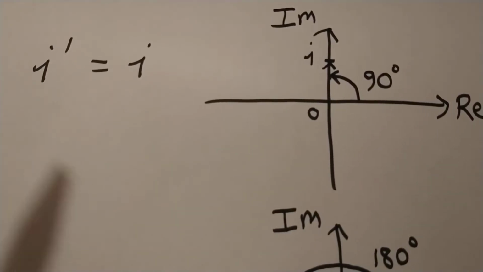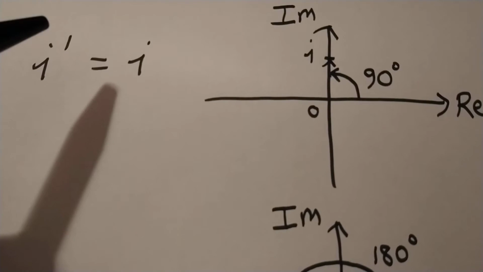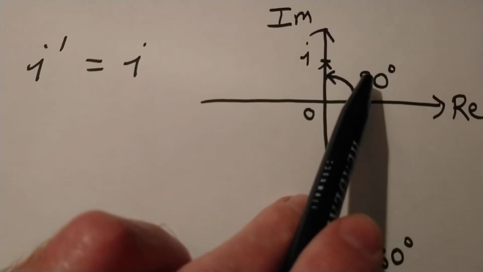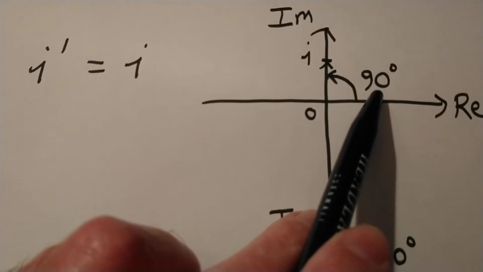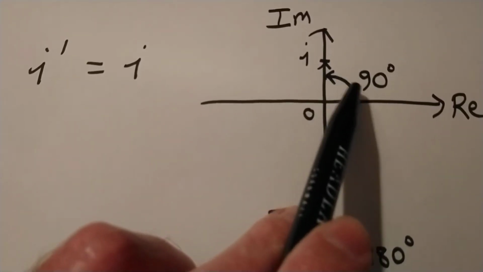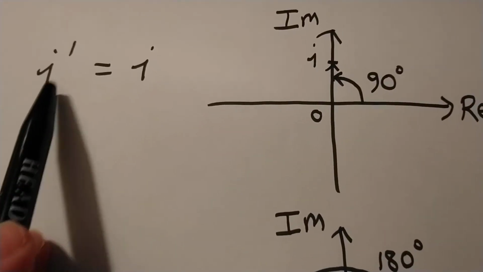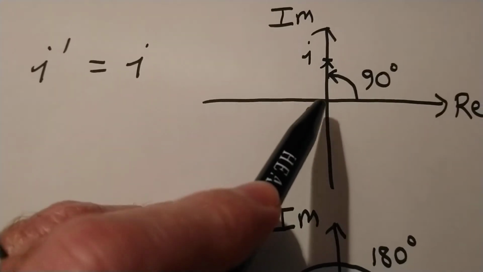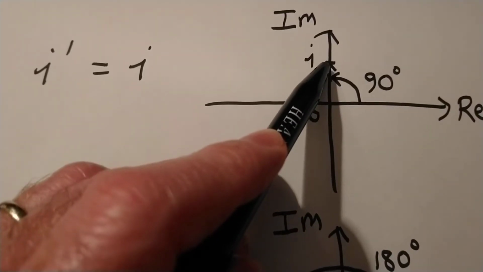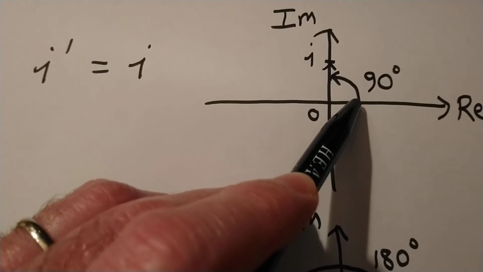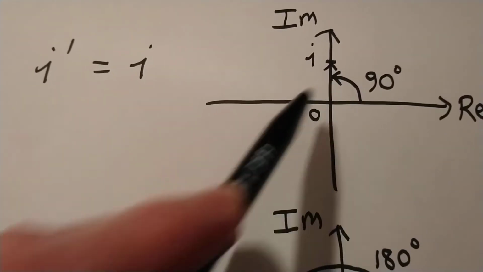Let's look at what happens if we raise i to some positive powers. Normally we would use radians for the angle on an Argand diagram, but I'm using degrees today just to illustrate this introduction. So i to the power 1 is simply i. If we put that on the Argand diagram, we can see that i is going to be here, and the angle measured anti-clockwise from the real axis is 90 degrees.